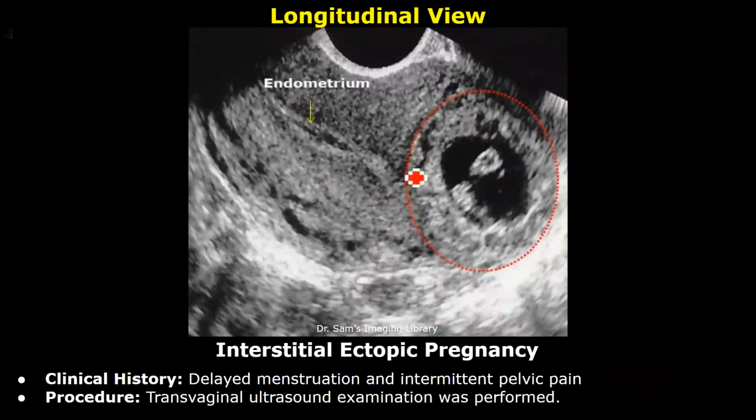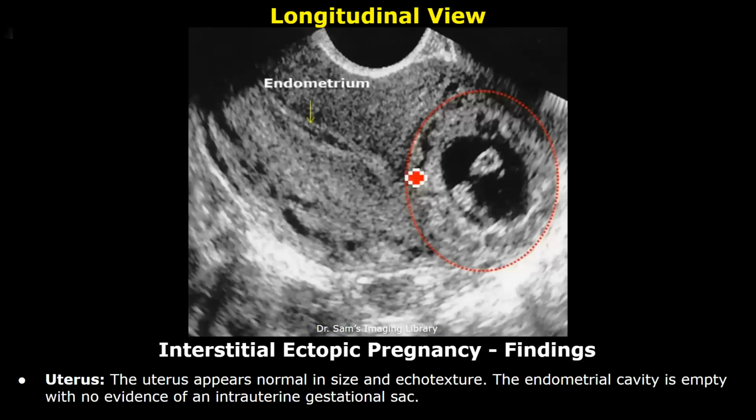This is a report for interstitial ectopic pregnancy. Clinical history: delayed menstruation and intermittent pelvic pain. These are the findings. The uterus appears normal in size and echo texture. The endometrial cavity is empty with no evidence of an intrauterine gestational sac.